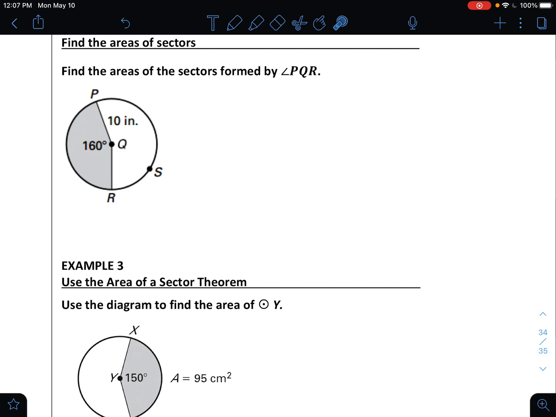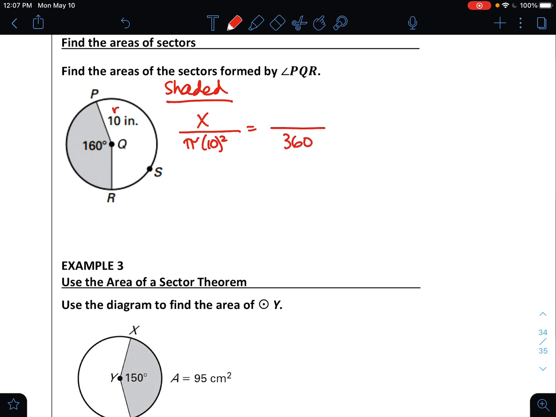Find the areas of the sectors formed by angle PQR. So PQR is right here. I have a shaded sector and an unshaded sector. Let's just start with shaded. My ratio: I need to find the area of the shaded sector over total area. Total area is going to be pi times r squared. Now 10 is your radius.